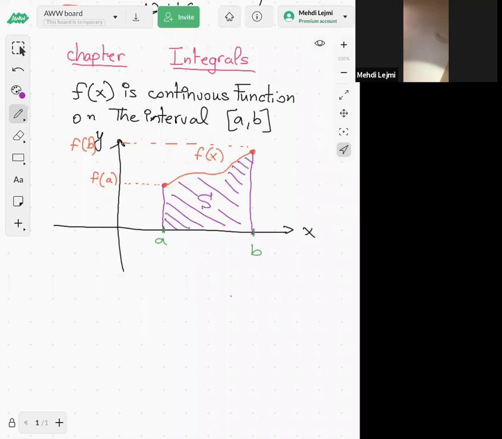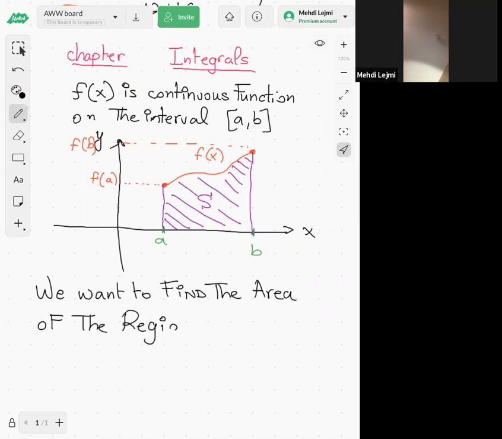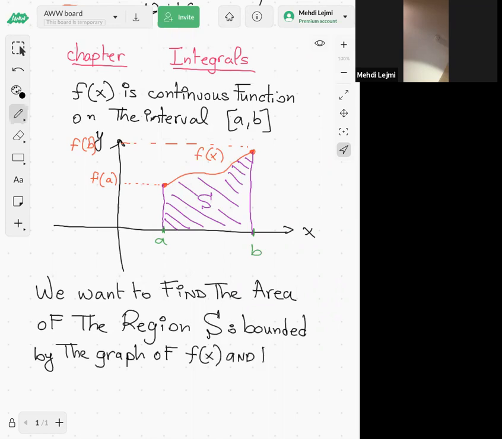All right. And the problem is we want to find the area of the region S. Again, this region S is bounded by the graph of f of x and the x-axis. So we said the idea would be to approximate the area of the region S using n strips.